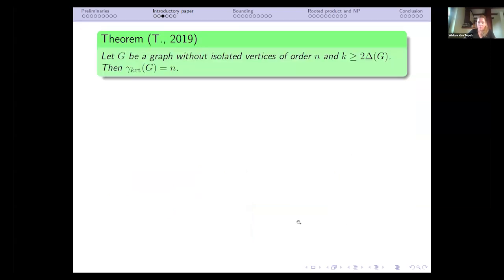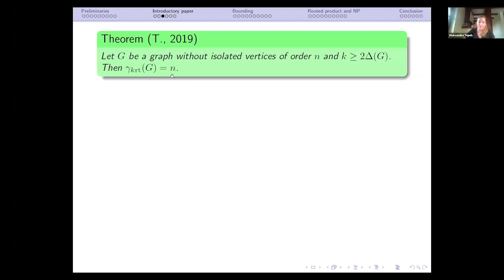So I will go to a more interesting theorem, which states that if I have a graph without isolated vertices, and if k is at least 2 times the maximum degree of the graph, then the k-rainbow total domination number will be n/2. I proved this with a weight redistribution technique, which is more known as the discharging method.